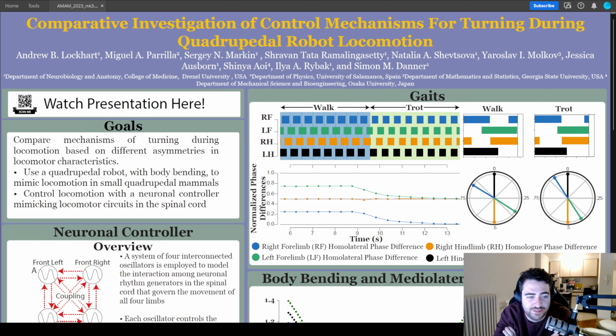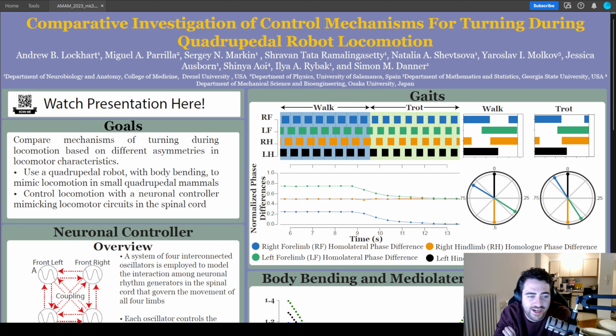So the main goal of this poster is to go over how different asymmetries can cause different types of turning in a robot. We use an in-house quadruped robot that has body bending capability, so that the front half of the robot is able to bend compared to the hind, so that the hind limbs continue going forward as the front half of the robot is able to turn.